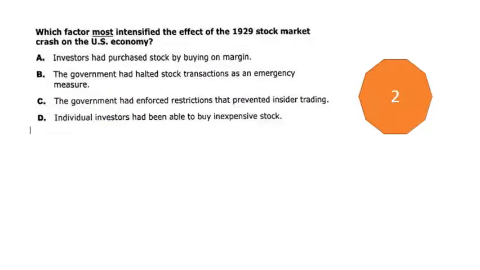All right, question two. Which factor most intensified the effect of the 1929 stock market crash? So what intensified the market crash in October of 1929? We talked a lot about investors and companies borrowing money from banks to buy stock. Up to 90% of purchases were made with borrowed money. That's called buying on margin. So we would go with A.